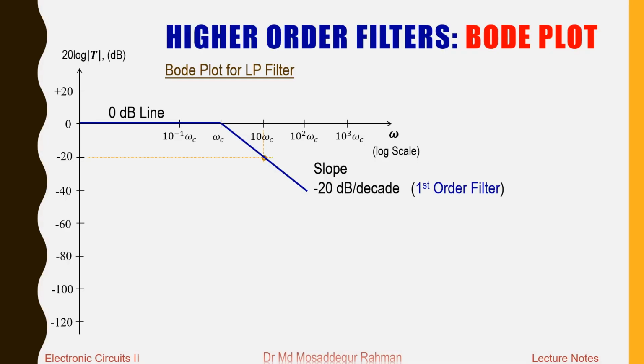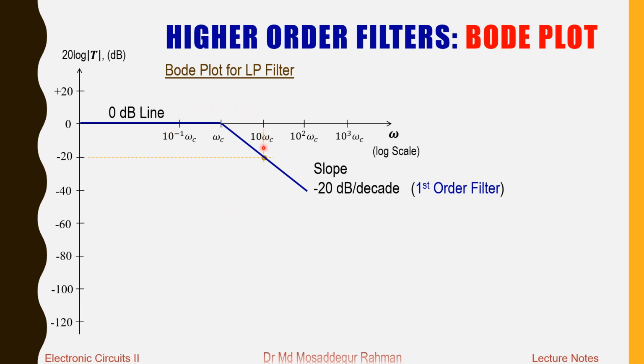So we start with our well-known Bode plot for the low pass filter. As we know, the Bode plot of the low pass filter is made of two straight lines. One is the 0 dB line that is below the cutoff frequency omega c, and the other is the slanted line with a slope of minus 20 decibel per decade.